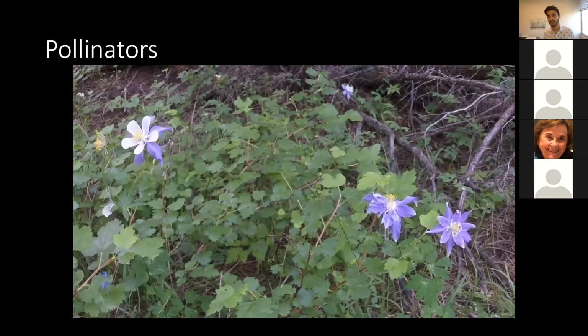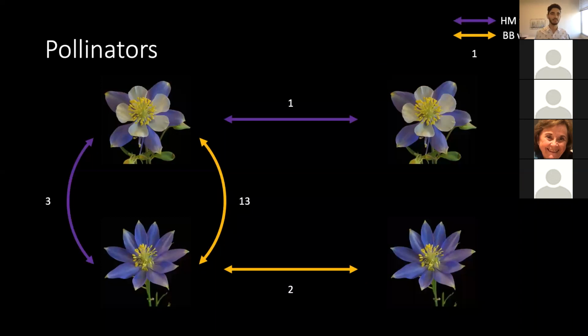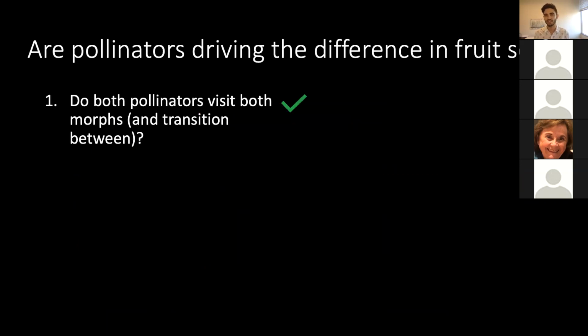So this is just a subset of the data. This is all of the data sort of summarized. The purple arrows show hawk moth visitations, the gold arrows show bumblebee. It's not a lot of data, obviously, but it's enough to say that both pollinators are visiting both morphs, and they appear to be transitioning between the morphs as well.